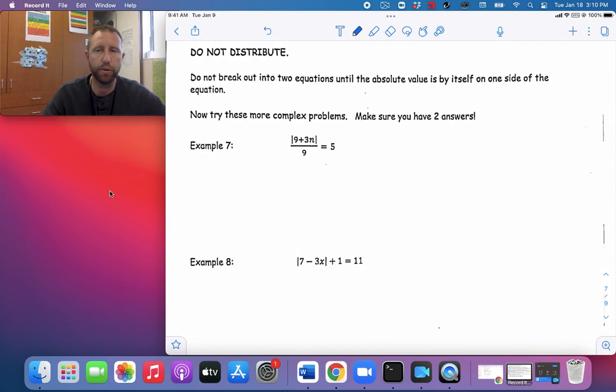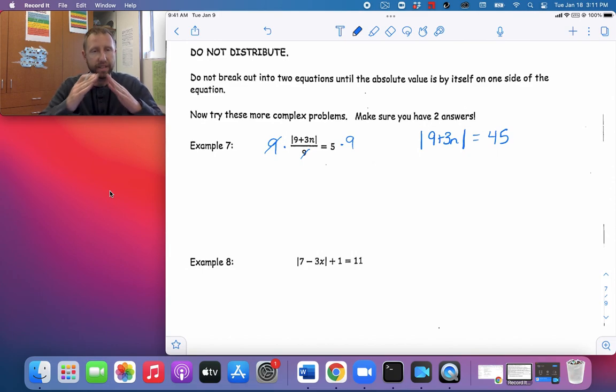It says try these more complex problems. Make sure you have two answers. So let's do it. For example number 7, I've got the absolute value of 9 plus 3n being divided by 9, and it's set equal to 5. So I'm going to do the opposite of dividing by 9. I've got to get rid of that first. I'm going to multiply both sides by 9, and the 9s cancel. So now I'm left with the absolute value of 9 plus 3n is equal to 45.